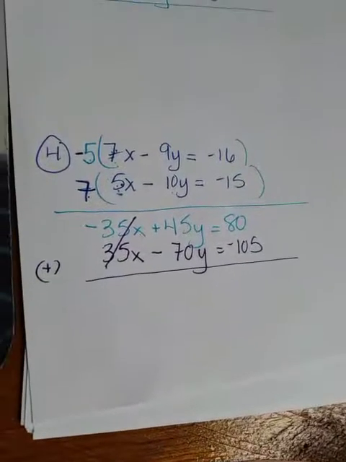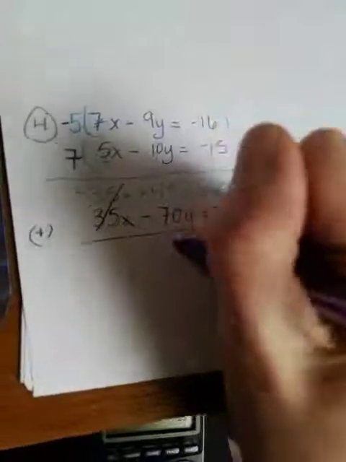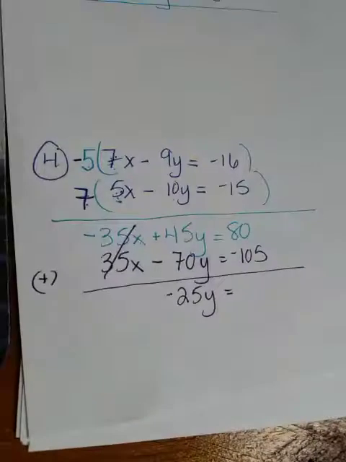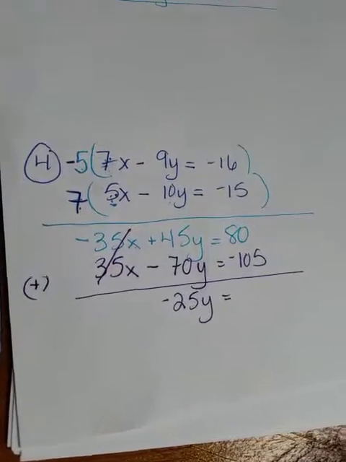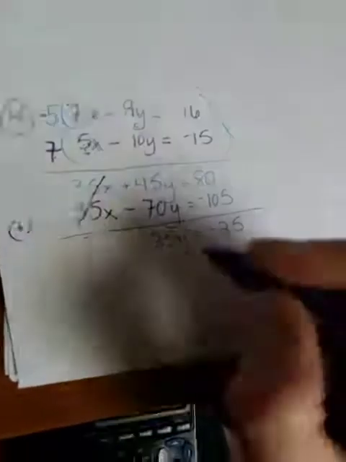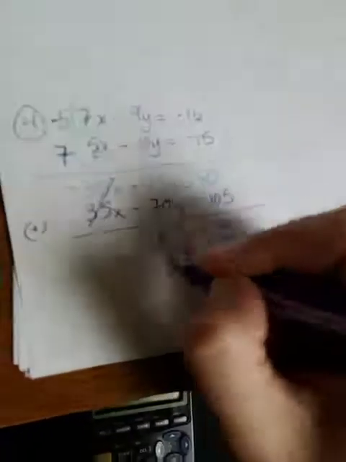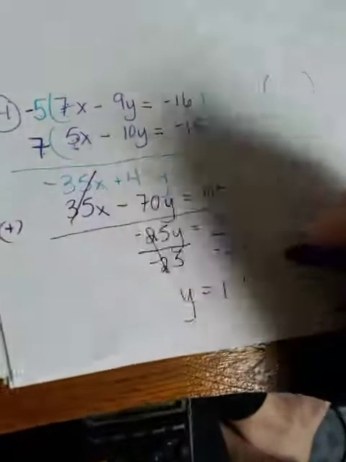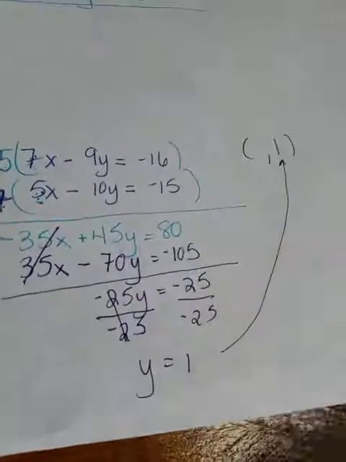I'll give you a second. Some of you might have to use your calculator. You should tell me -25y. And what is -105 plus 80? Hopefully you're going to tell me -25. You're going to divide both sides by -25, and you're going to get y equals 1. So I just found the y value of the ordered pair for my answer.